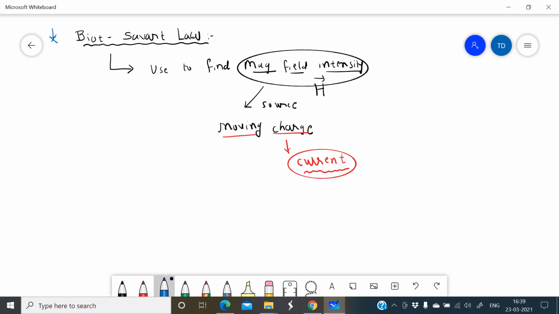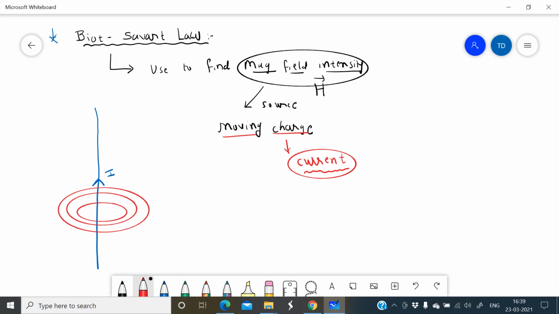Here I will take one example: this is a wire. It is an infinite or finite length of wire, and current I flows through the wire. It generates a magnetic field in this fashion. This red line indicates the magnetic field direction, where I is the current direction.